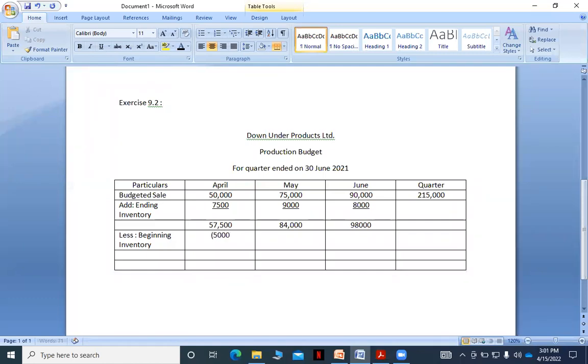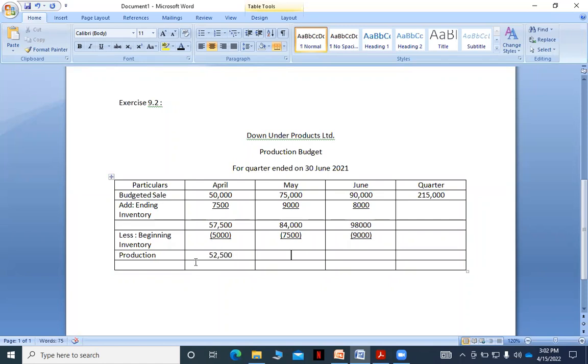Bracket, first bracket means it is minus sign. Okay. For May, it will be 7,500. That will come from April, 7,500. And for June, it will come from May, that is 9,000. Deduct 9,000. So after deduction, you will get the production unit. So production is how much? 5,000 minus করলে কত হয়? 52,500.